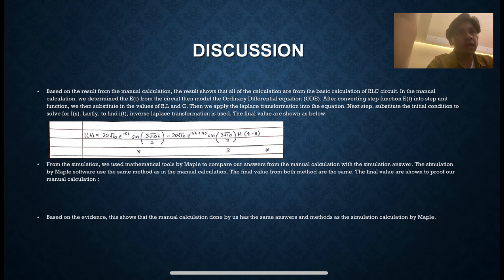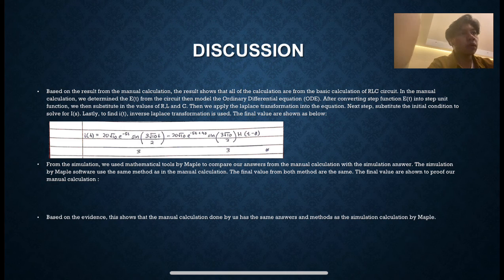Hello, for discussion, based on the result that we get from the manual calculation, all of the manual calculations use the basic calculation of an RLC circuit. In the manual calculation, first we determine the E(t) from the circuit and then the model of the ordinary differential equation. After that, we convert the step function into a unit step function. Then we substitute the values of resistance, inductor and also capacitor. Then we apply the Laplace transformation to the equation.